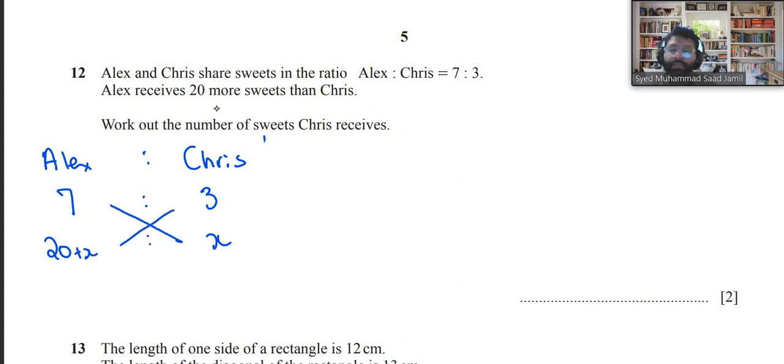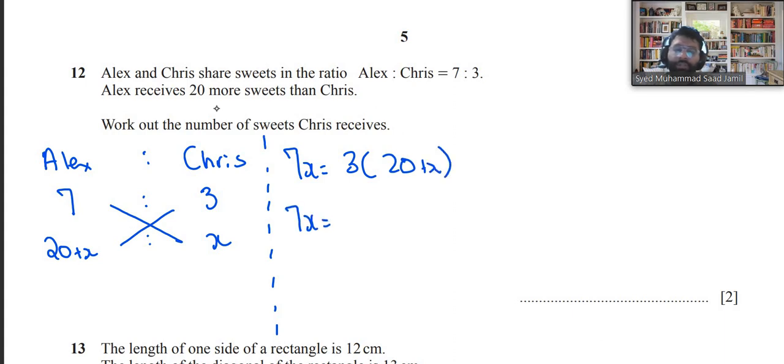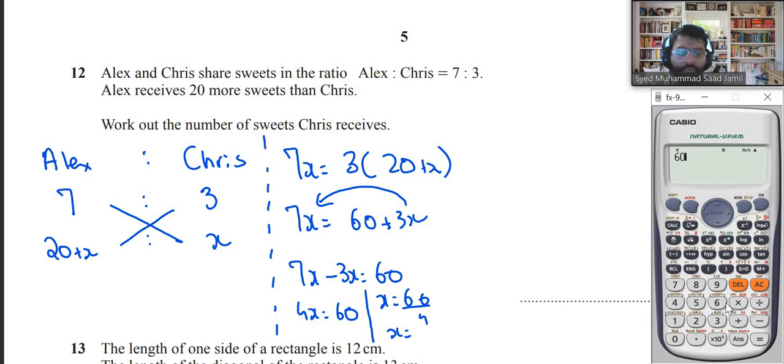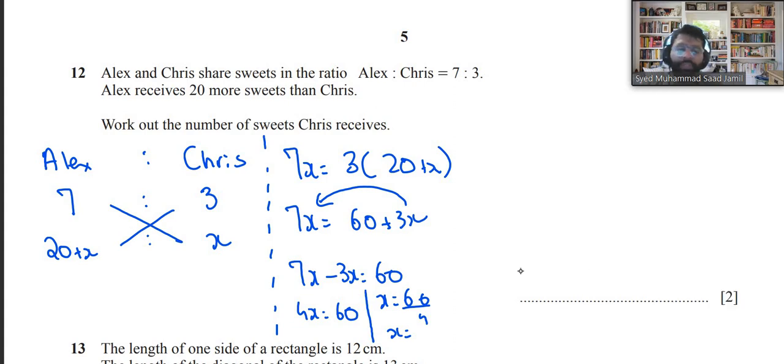Now we will cross multiply, so it will become 7x is equal to 3 multiplied by 20 plus x. 7x is equal to 3 20s are 60 plus 3x. 3x will go over there. 7x minus 3x is equal to 60. 4x is equal to 60. x is equal to 60 divided by 4. x is equal to 15. This is the answer.